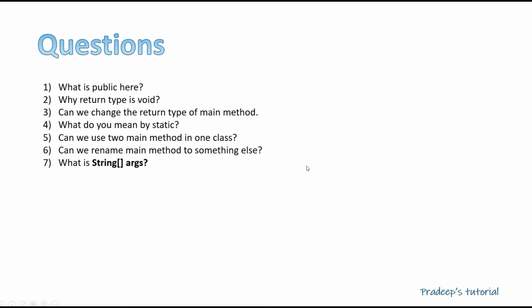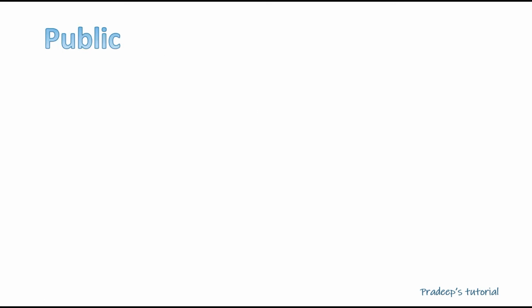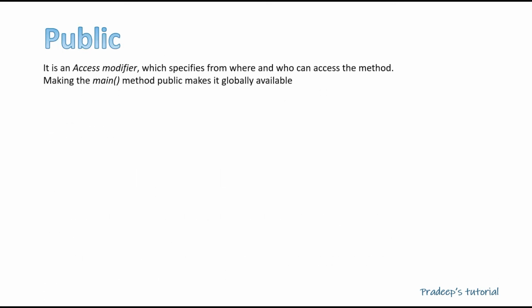So let's start with public. What is public? Public is an access modifier which specifies from where and who can access the method. Making the main method public makes it globally available. Public is an access modifier, which means there are a few more access modifiers like private, protected, default. Default is when you are not mentioning anything. That time it is default.